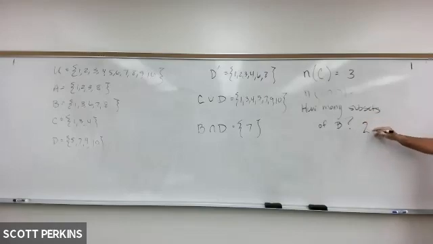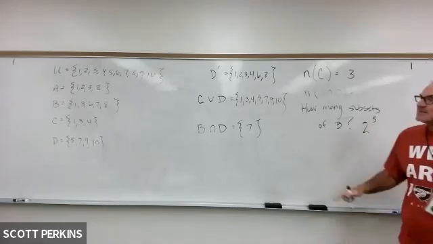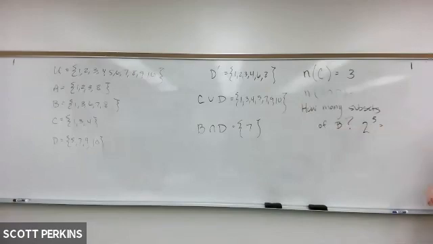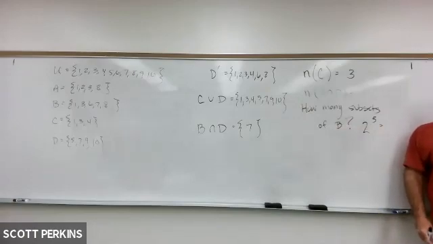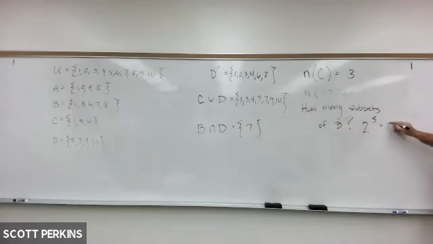So yes, 2 to the 5th power. It's always 2 to whatever the cardinality of the set is. So B has 5 elements in it, and then you take your calculator, 2 times 2 times 2 times 2 times 2 is 32.